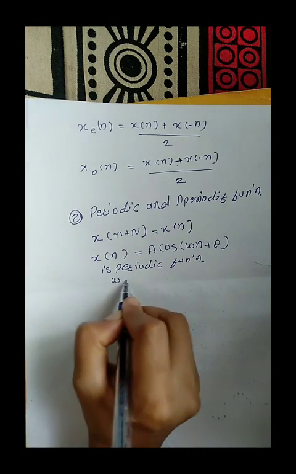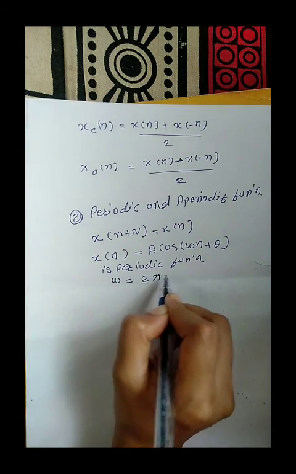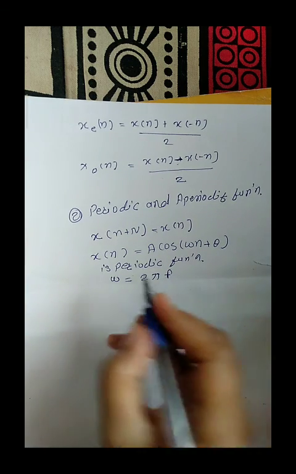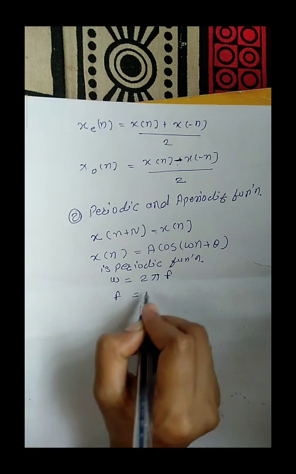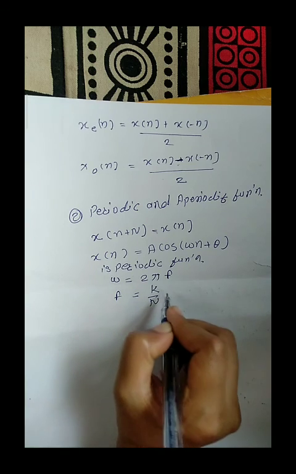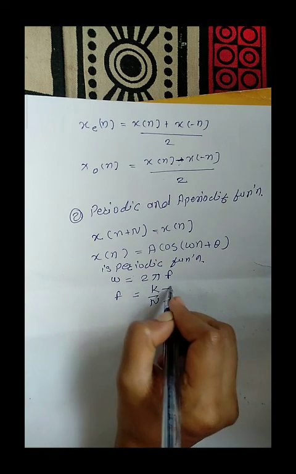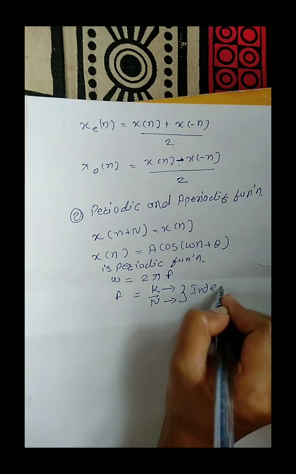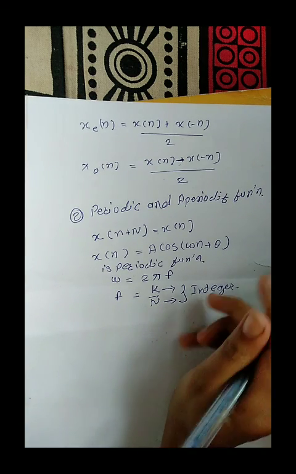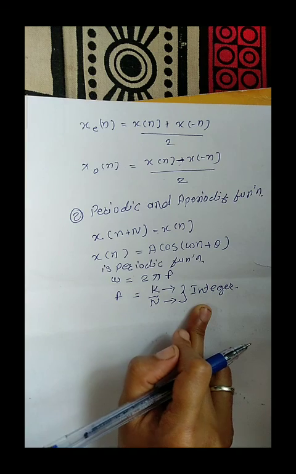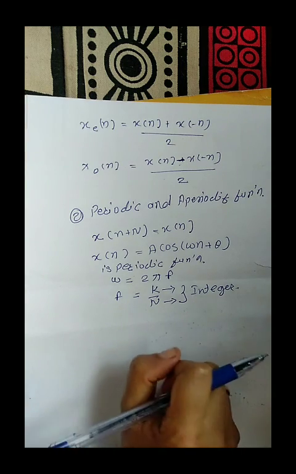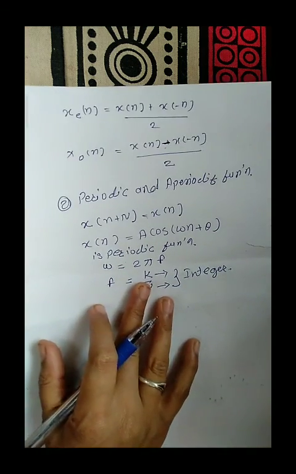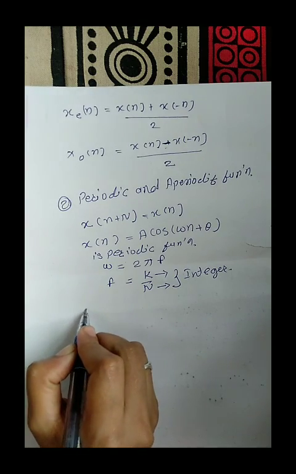Where omega is equal to 2 pi f and f is equal to k upon n. So what is k and what is n? Both are integers. But how it can work, you can get in an example. So here we are going to see one example.